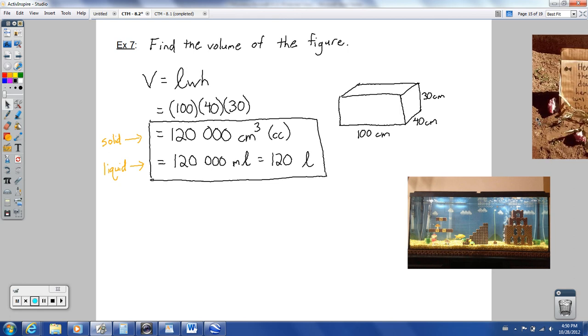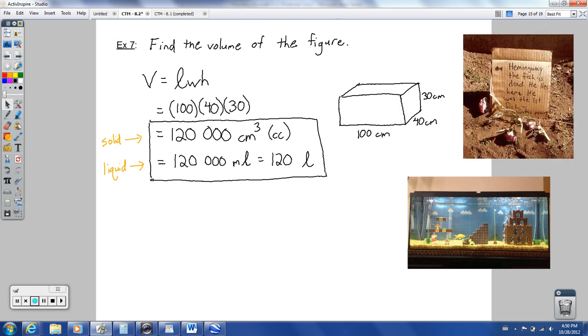Maybe your fish died though, and so you dug a hole. How much sand or dirt would you need to fill that hole? That would be more of a cubic centimeters measurement. So that would be more of a solid measurement. How much dirt would you need to fill the hole back in? Poor Hemingway. I can't read this. I'm so curious what this actually says. But Hemingway, the fish, is dead here. He lies here. He was the first fish something passing. I don't know. Maybe you can tell me what that says.